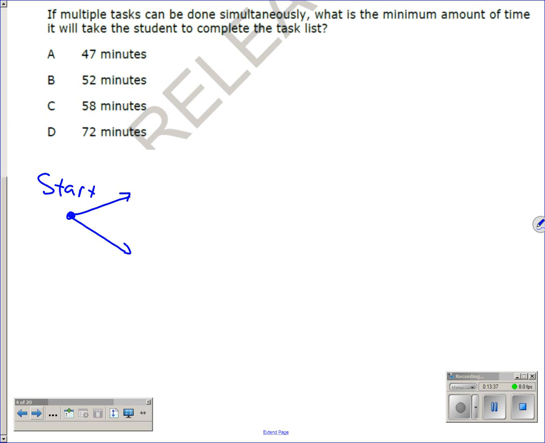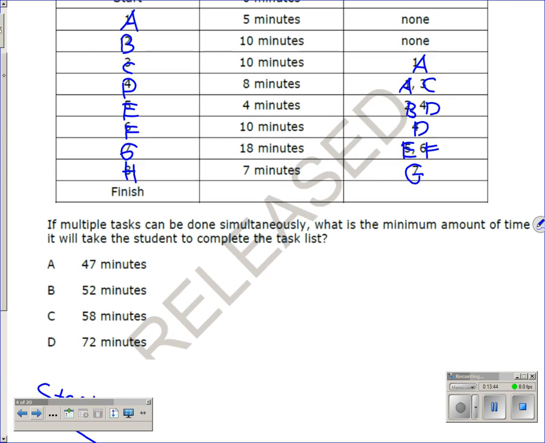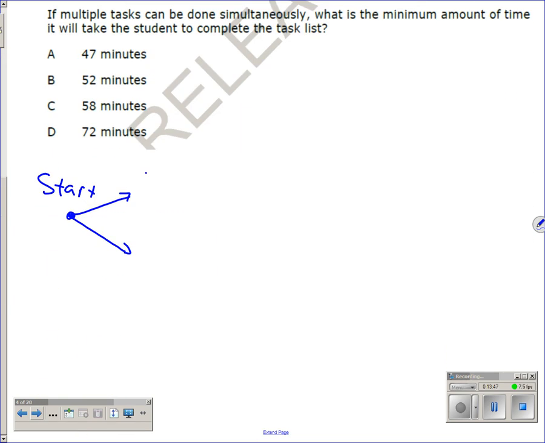So in this case, from the start, there are two things that don't have prereqs. I believe those tasks are A and B. So we got A with a processing time of 5, and B with a processing time of 10. I do not want to go back and forth between here, so let's see. Anyway, we're just going to keep going.